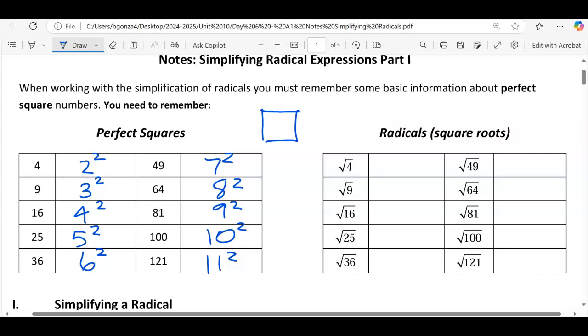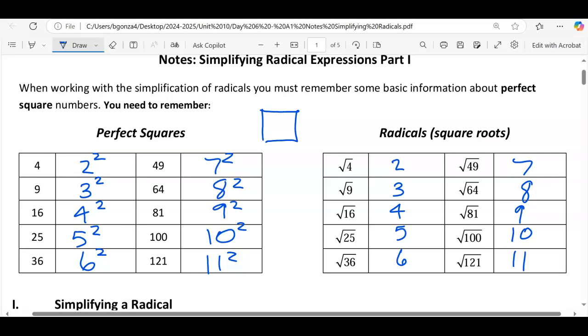So here's the deal. What happens if you square root a square number? The square and the square root cancel out. So square root of 4, what times itself is 4? Well, we know it's going to be 2. Square root of 9, what times itself is 9? It's a square number, so it's 3. Okay. And you see the pattern here, right? If you take all these square numbers and do the square root of the square numbers, you get whole numbers.